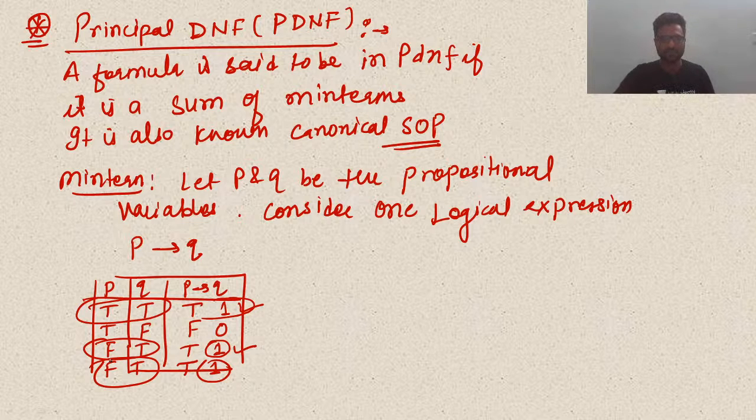Is this clear to everyone or not? So we can say that the truth value corresponding to a min term will be 1 or true. Tell me, is this clear to everyone or not?